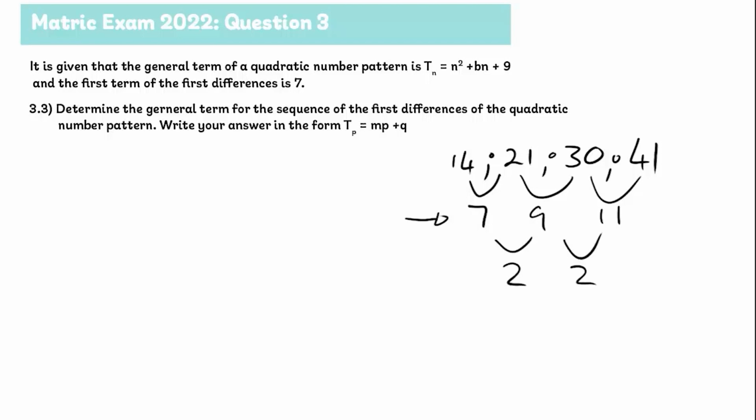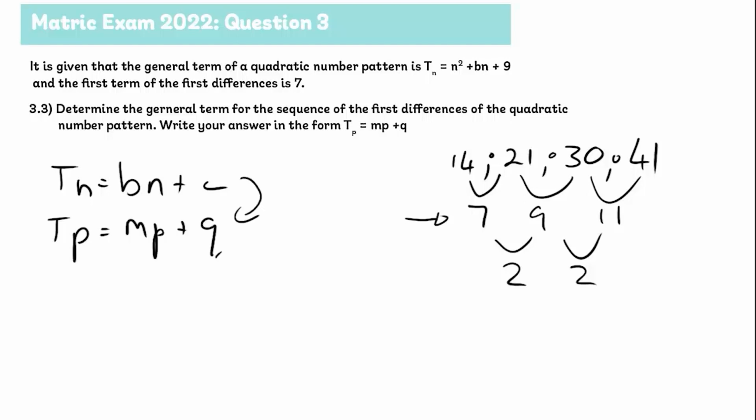Now what we can do is use our formula. So this is an arithmetic series, and a formula we can use is Tn equals Bn plus C. So B is the constant difference and C is the first term minus B. But here's a big but. They want us to use term P is equal to MP plus Q. So all we need to do is go TP equals MP plus Q. Now these two are exactly the same.